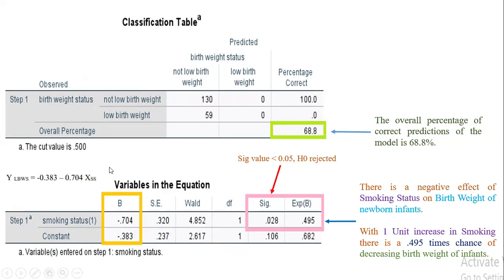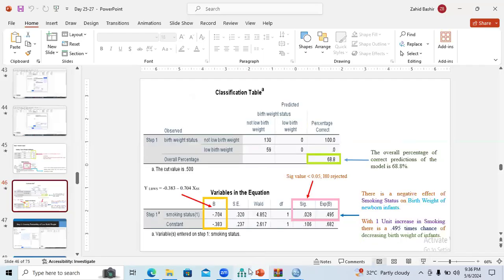So using this part, we have generated a predicted model. First of all, we need to put here the constant value, which is minus 0.383. And then we can place here the coefficient of the independent variable, which is minus 0.704. So this is basically the predictive model that we need to create using the same procedure.